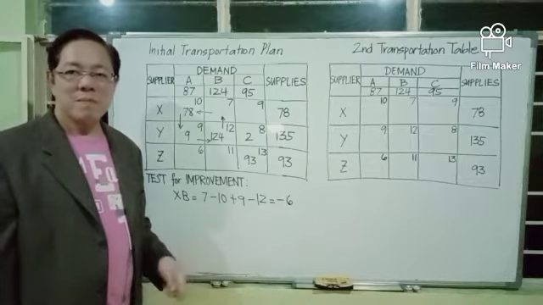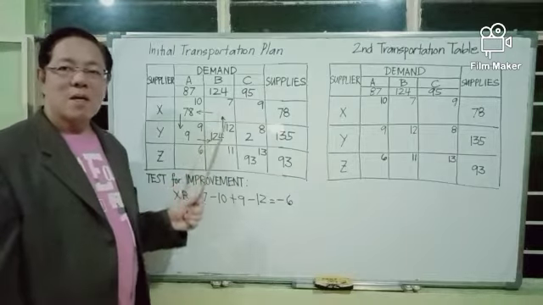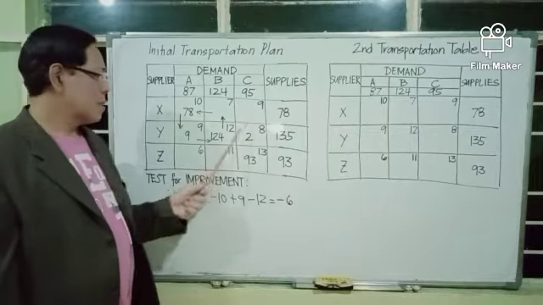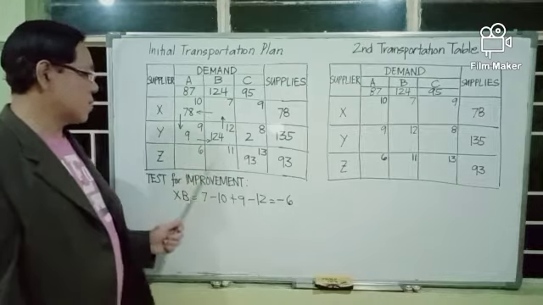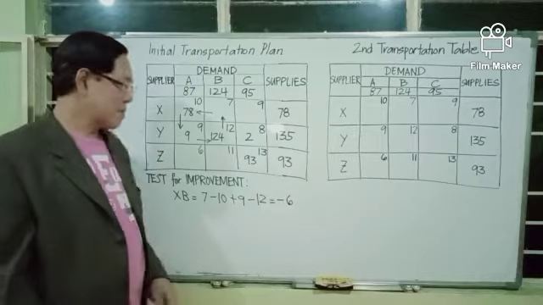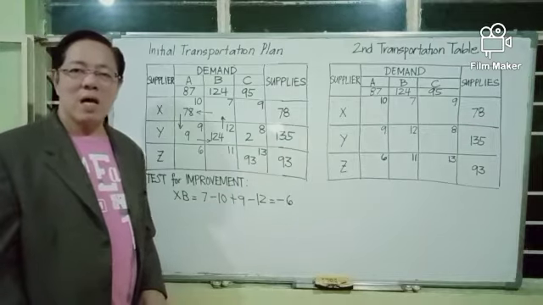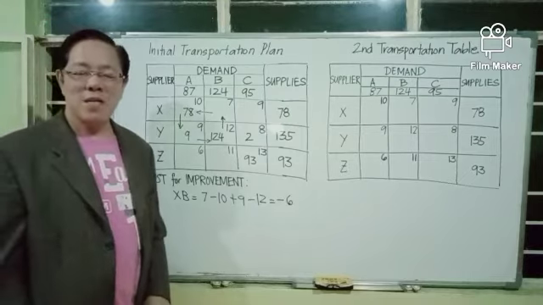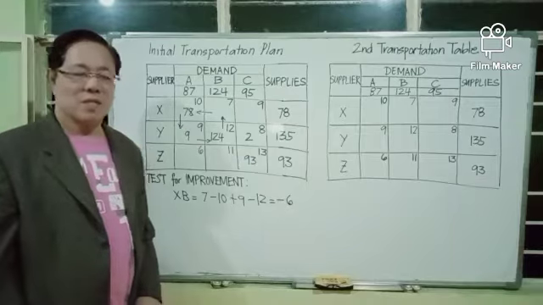So it might be better if we transfer some units in this vacant cell. But we will not do that now because we still have other vacant cells to consider. We still have 3 vacant cells to consider. And we might get a much lower net cell cost for the other vacant cells. So you wait until you have considered all the vacant cells in the test for improvement, and then you decide in which cell you should transfer some units.